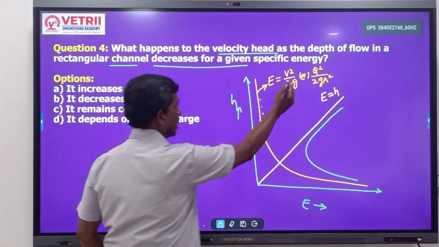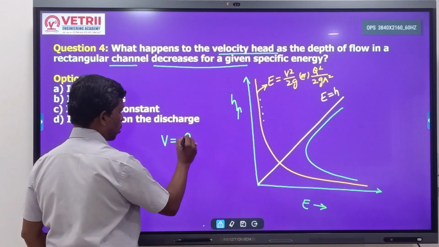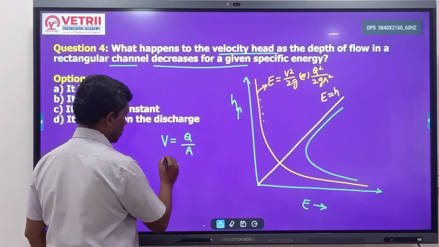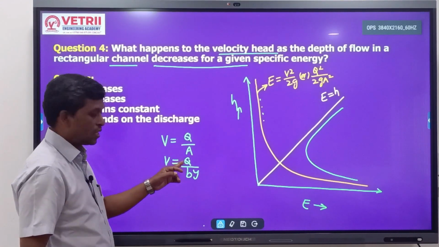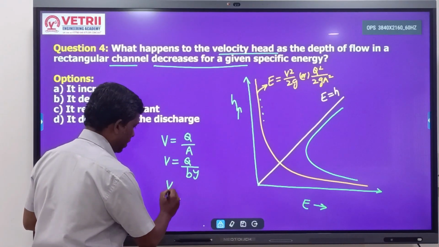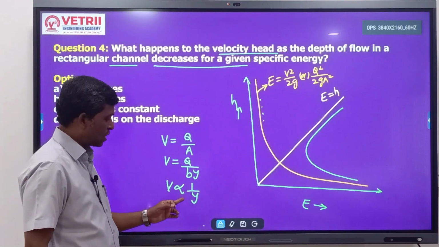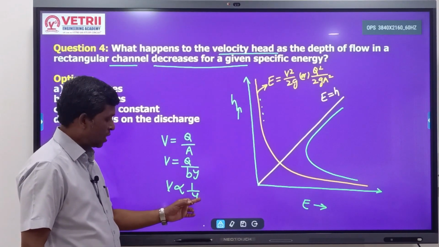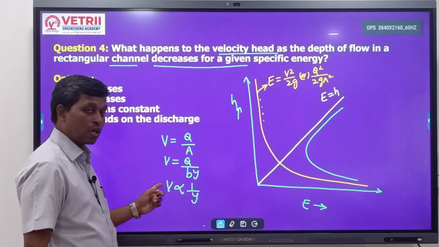If you want to take it from the formula, how can we write this? Velocity, we know V is equal to Q by A. So for a given discharge, if we write Q by B into Y, B we already know is constant. We can relate V and Y as V is proportional to 1 by Y, that is, inversely. So as the depth increases, what is happening to the velocity? As the depth decreases, what is happening to velocity?